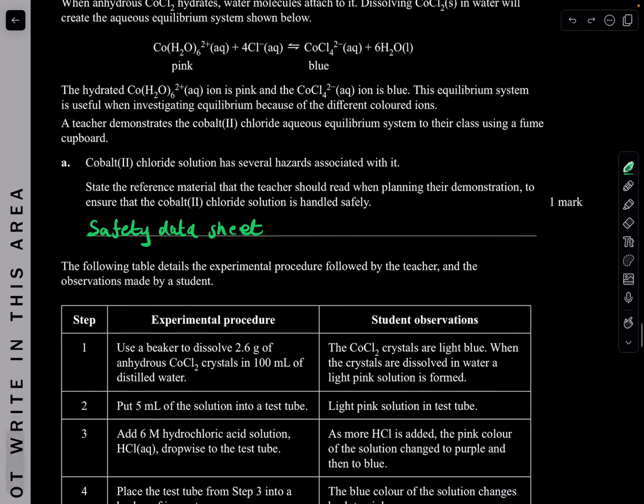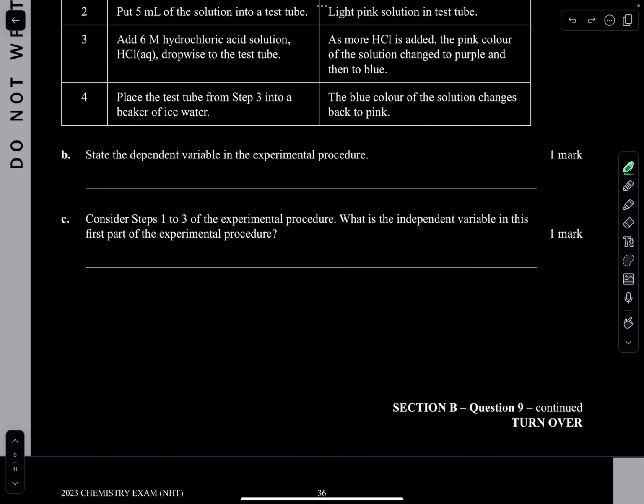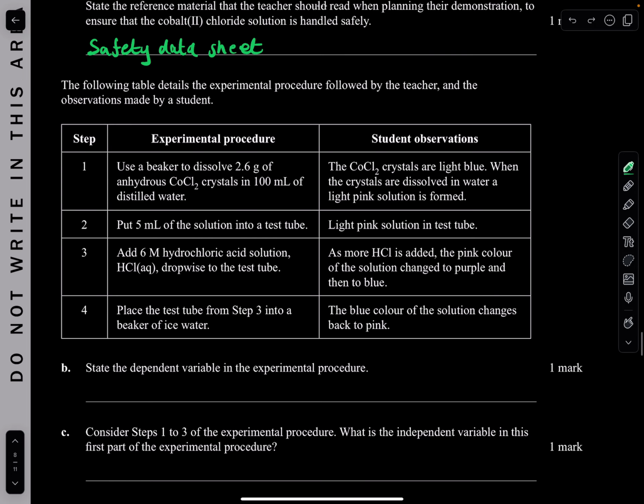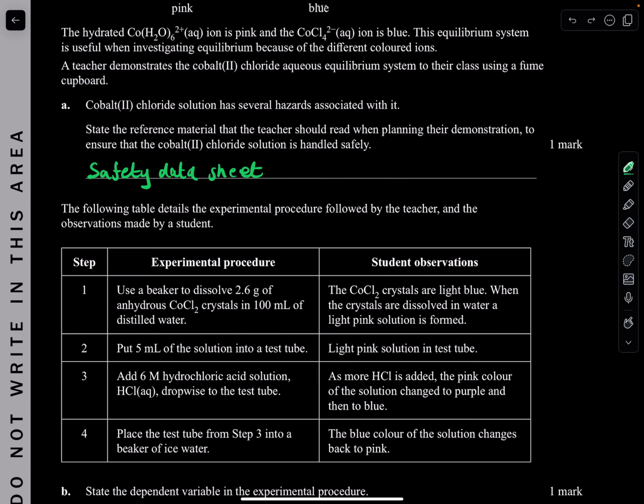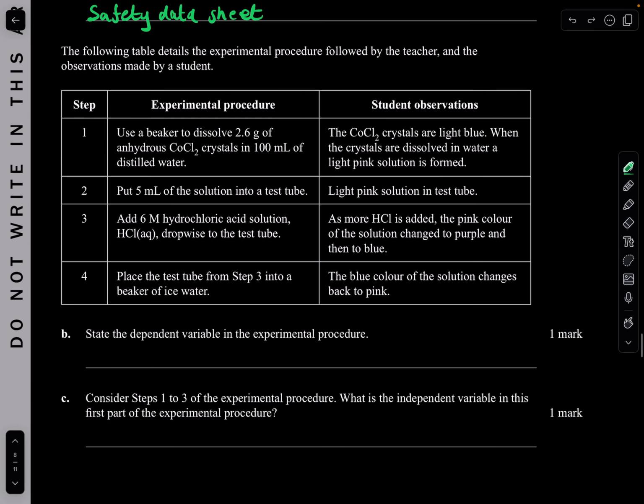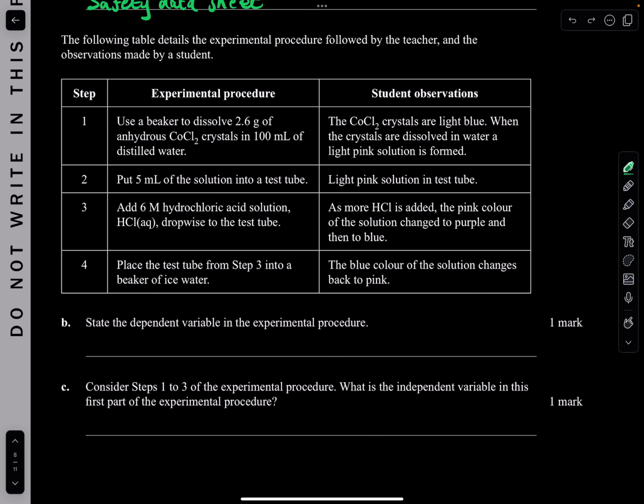Let's just read the questions first. State the dependent variable in the experimental procedure. Whoa, what are we actually measuring? The student demonstrates the cobalt chloride aqueous equilibrium to their class using a fume cupboard. It's not that easy, I don't actually understand what it is. What are they trying to measure?